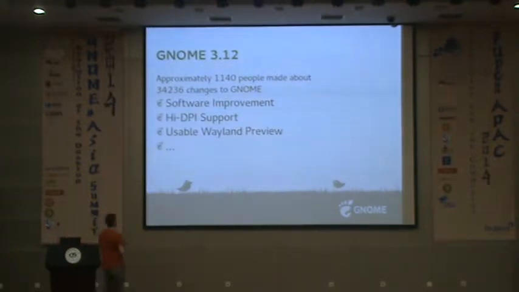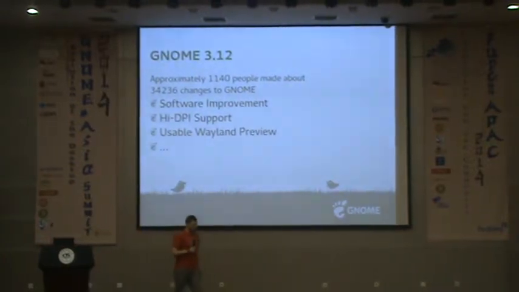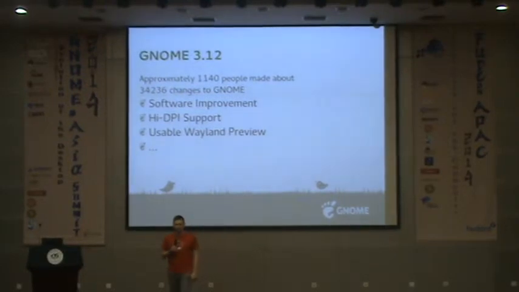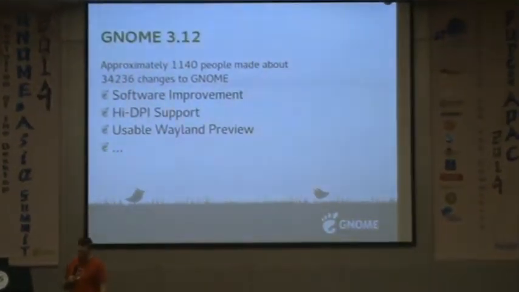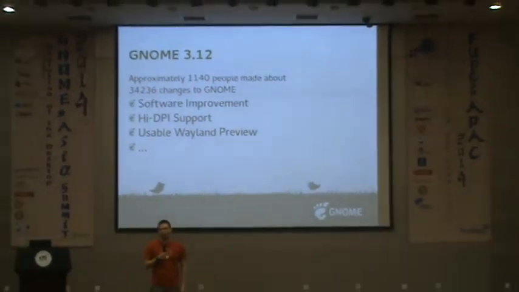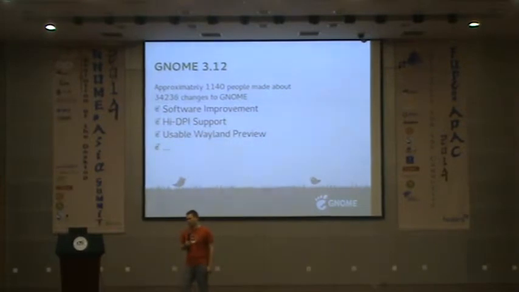So I'm going back to my talk. There are roughly 1,200 people involved in making 3.12 happen, and they've accumulated roughly 35,000 changes. That's a great number, right? While this sounds like a lot, there's still room for improvement. There's still lots of space in our Git repository, so you're more than welcome to join the effort and make the next GNOME release much more successful than this one.